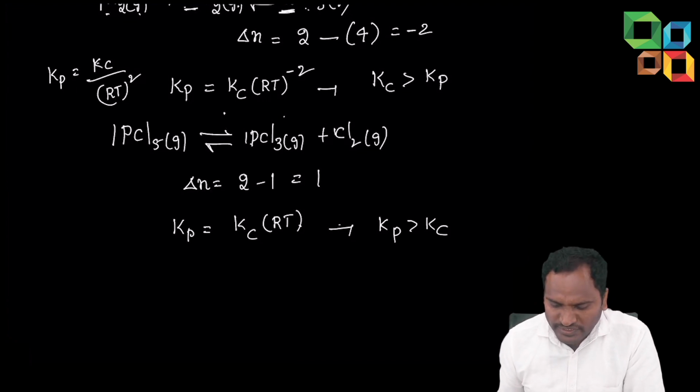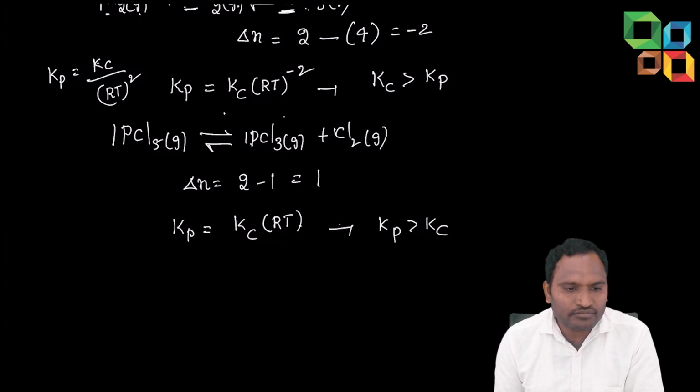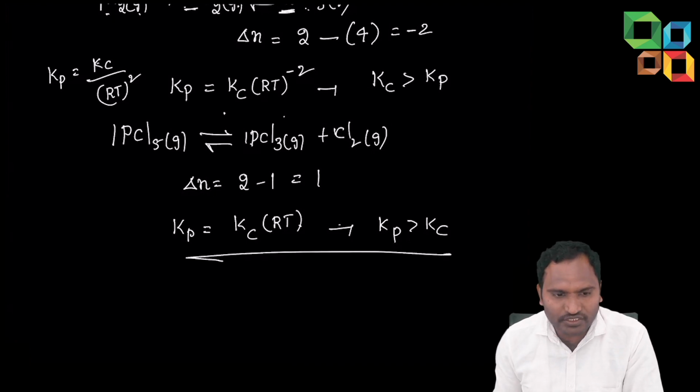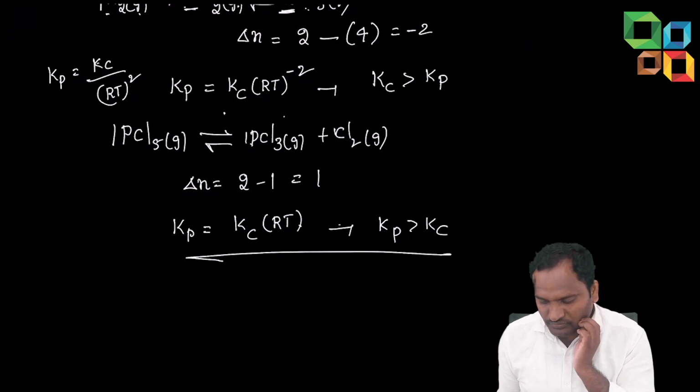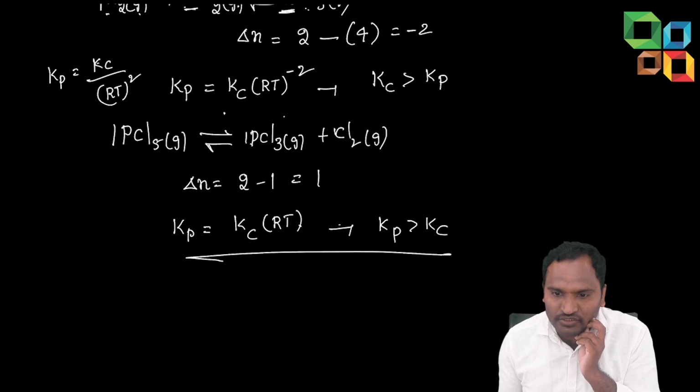Second one, it is not Kc. Kp is greater than Kc. Second one, Kp is greater than Kc. I didn't tell Kc is greater than Kp. Here Kp is greater than Kc again. Tanmay got it? Okay. So here after multiplying a certain factor, Kc is equal to Kp.